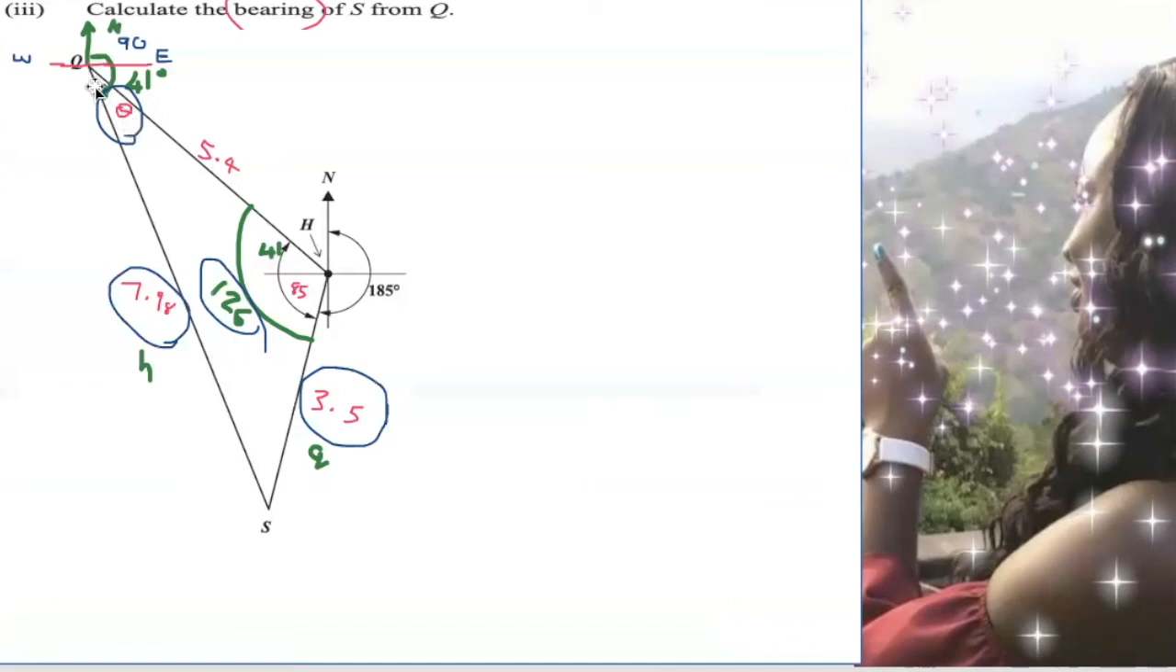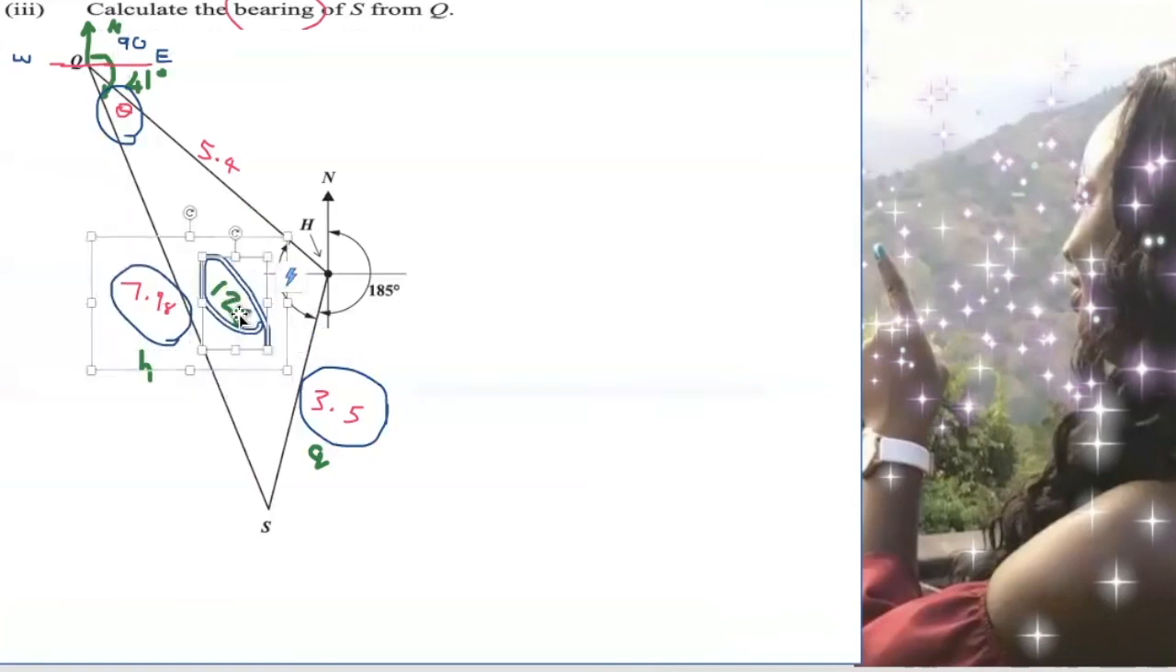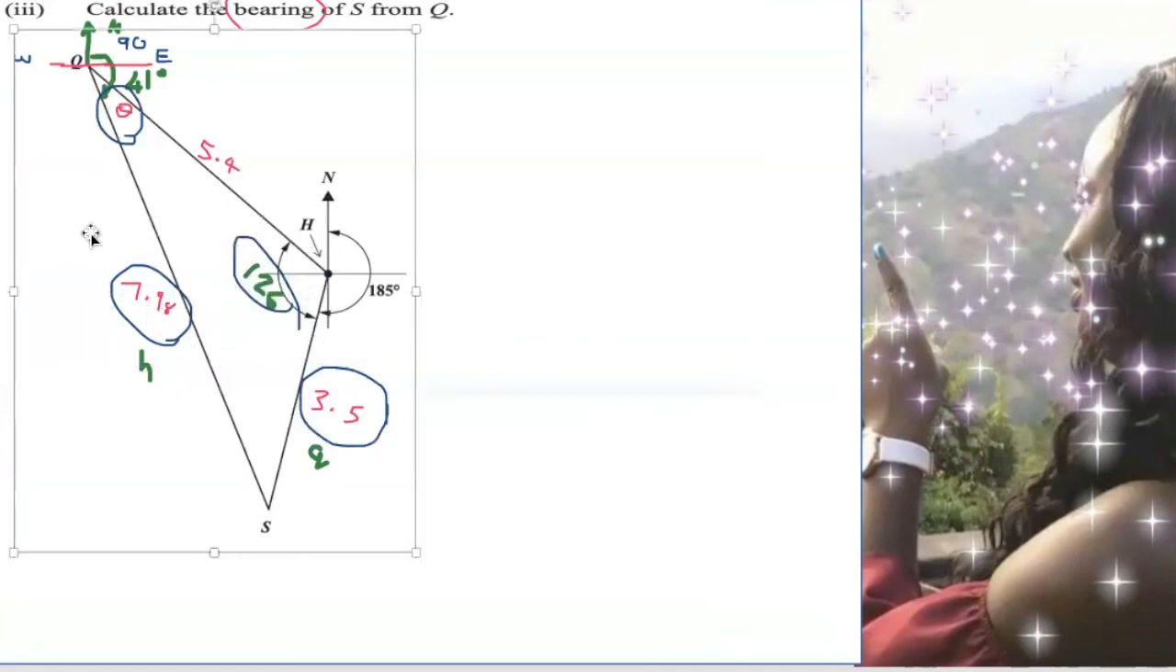Remember, this is angle Q. So the side that's facing it is side Q. And this is angle H, which is 126. All of this is 126. So if you want, I could remove this just to ensure no confusion. So this will assist you better to see that this angle is 126. So we have side H and angle H.